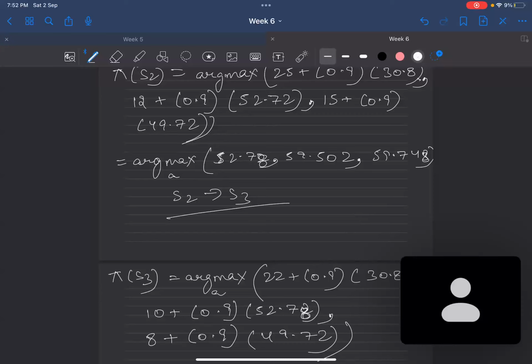Any doubts? No. The generalized policy iteration we'll cover in the next session, right? Yes, generalized policy iteration, real-time dynamic programming, Monte Carlo will be covered in the next lecture. Okay.